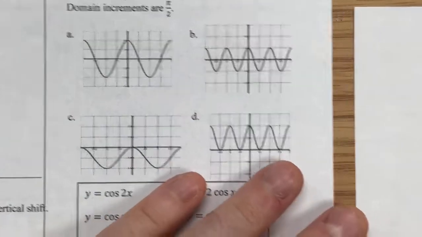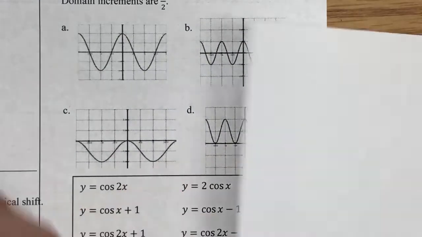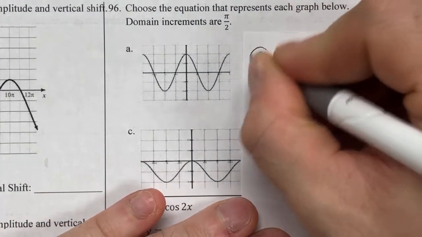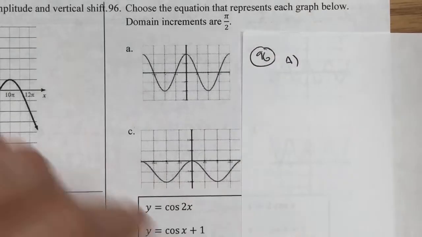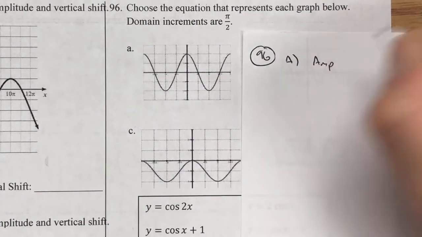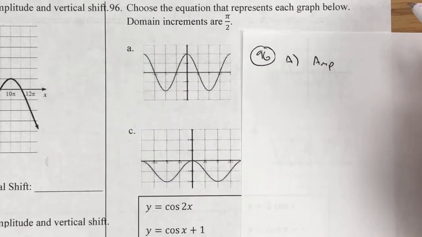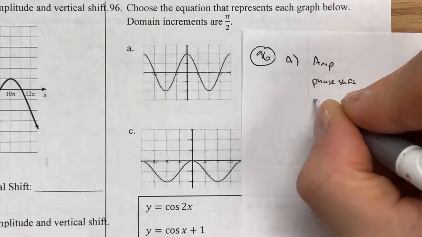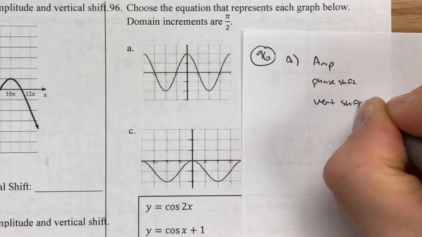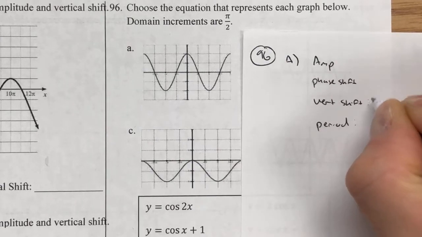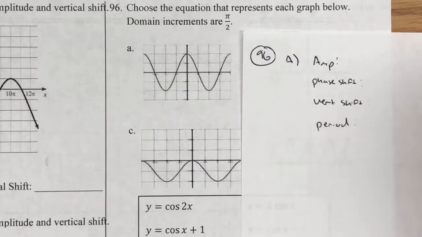So without further ado, let's jump into A, and we're going to create the equation for A given what we see. So let's see, 96A. Okay, so I need a few things to answer this graph. I need to find out what the amplitude is, which will give us our first variable. I need to figure out what the phase shift is. I need to figure out what the vertical shift is. And I need to figure out what the period is. With these 4 things, I can create an equation.